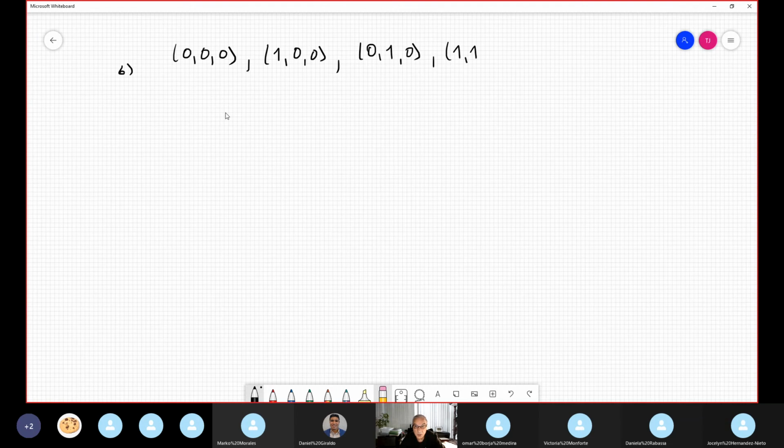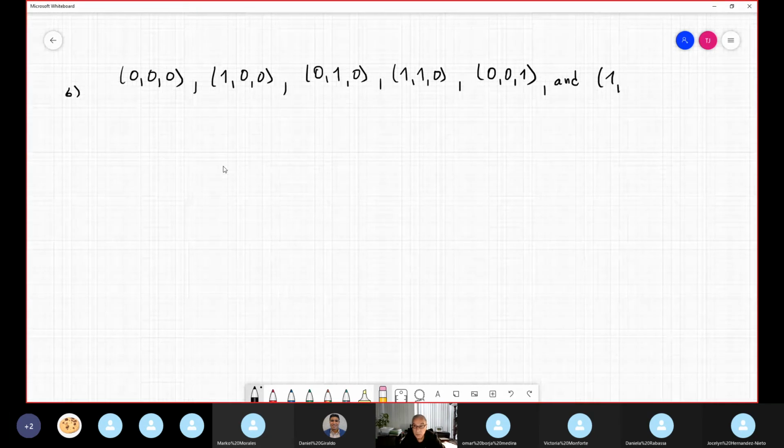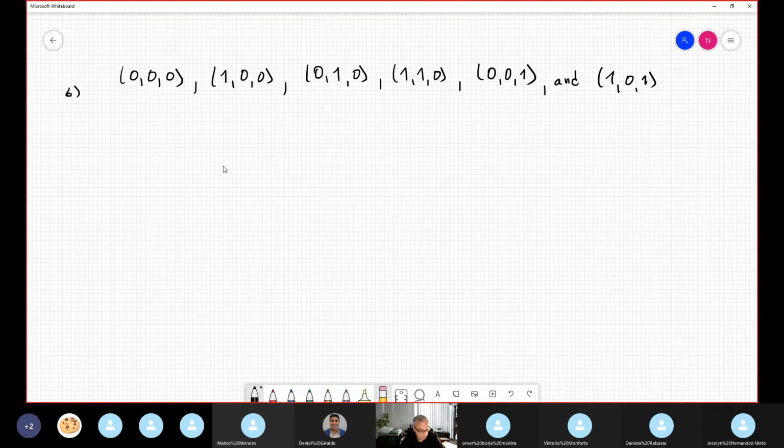Okay, this is 1,1,0. This is another point, the point 0,0,1. And finally, the last point is 1,0,1. Let me see. In total, we have 1, 2, 3, 4, 5, 6 points. Okay, let's do it, because I need to understand the solid. What is the solid? Well, the solid is, let me try to do my best.